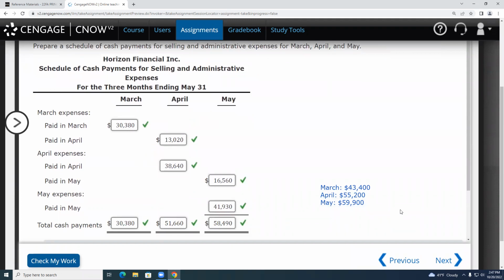Any questions on that? So again, neither one of these 2 exercises was a complete cash budget. We would have to bring these 2 pieces together and then compare. Cash receipts, here's how much is coming in. Cash expenses, here's how much is going out. Do we have enough? And if not, what are we going to do about that?